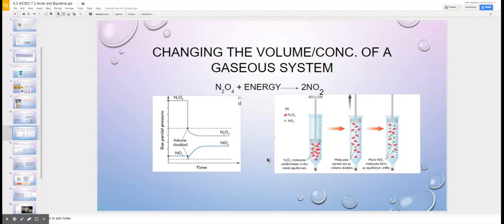Okay. Now, the only other way we can change these systems is to change the pressure on the gas or change the volume of a gas. So if we increase the pressure, we decrease the volume, and if we decrease the volume, we've increased the concentration. There are more particles per unit space.